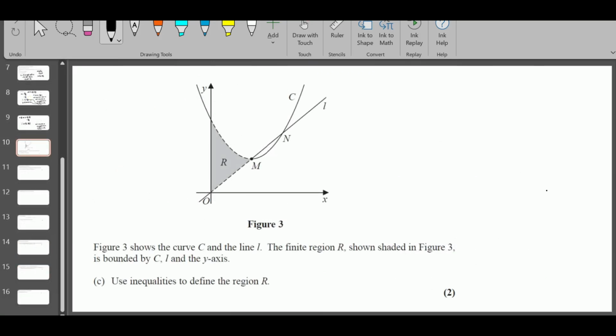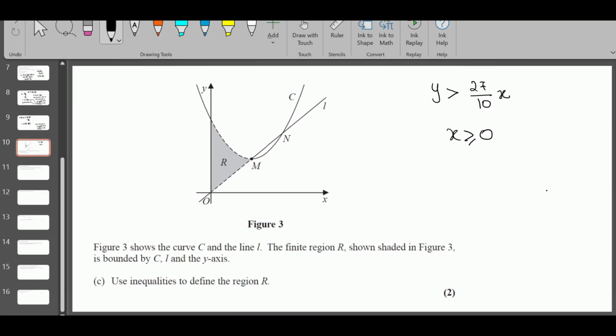Part C, use inequalities to define the region R. Okay, we have the equation of the straight line, 27 over 10x, right? Which part of the line is shaded? Above the line, right? If it's shaded above, you have to use the sign greater than. Don't put equal sign because it's a dotted line. So y is greater than 27 over 10x. And if you take the equation of y-axis, it's shaded on the right hand side. If it's shaded right hand side, it's greater than. And it's a solid line, so greater than or equal to 0.